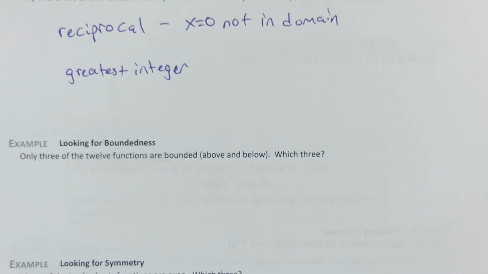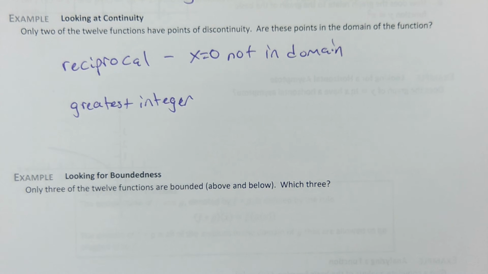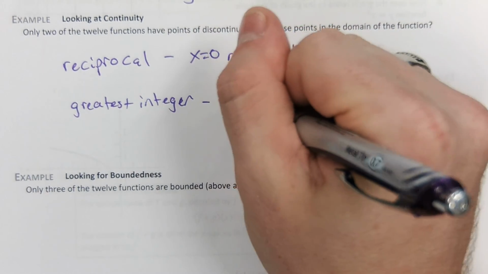The greatest integer function has points of discontinuity at every integer value of x. But does that graph exist at the integer values of x? Yes, it does.